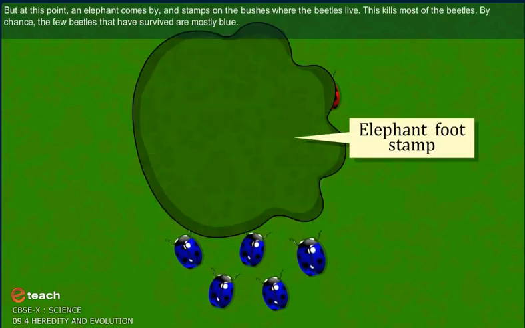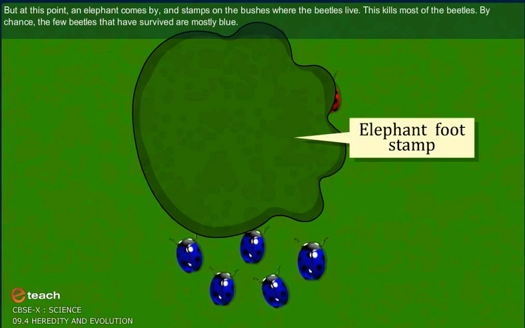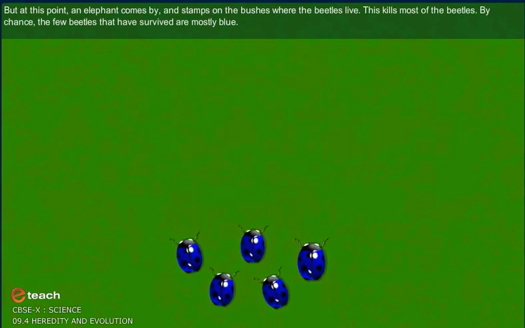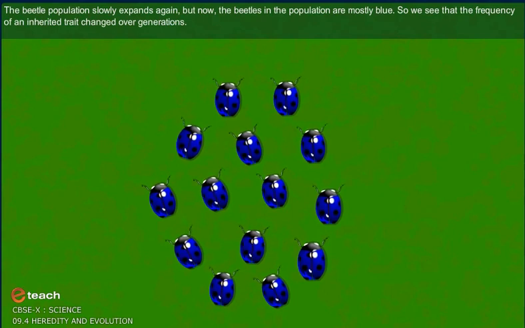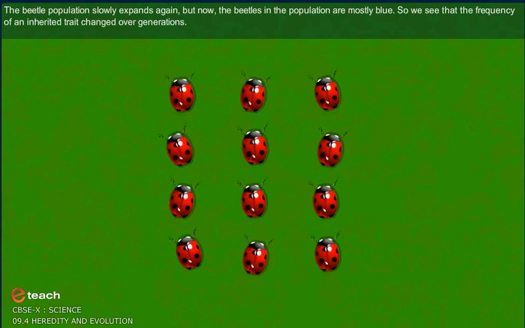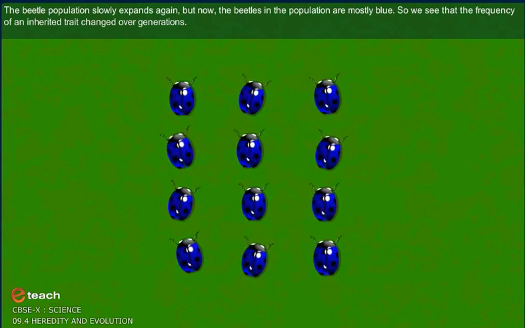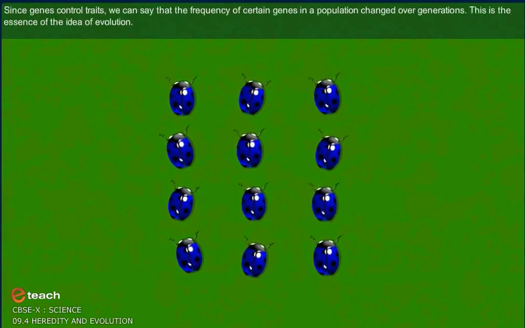But at this point, an elephant comes by and stamps on the bushes where the beetles live. This kills most of the beetles. By chance, the few beetles that have survived are mostly blue. The beetle population slowly expands again, but now the beetles in the population are mostly blue. So, we see that the frequency of an inherited trait changed over generations. Since genes controlled traits, we can say that the frequency of certain genes in a population changed over generations. This is the essence of the idea of evolution.